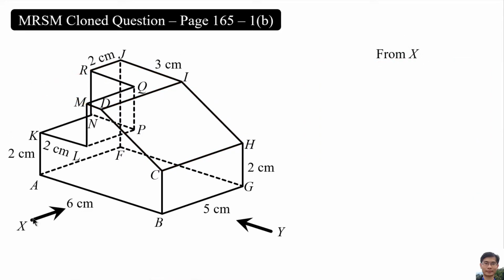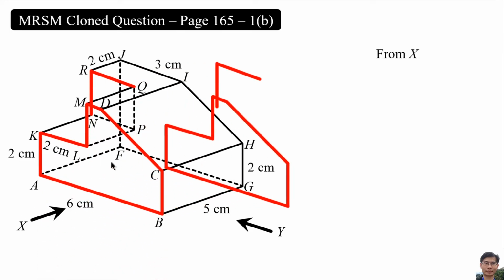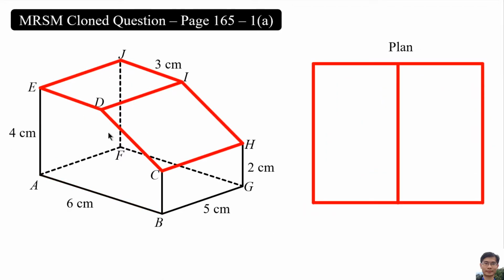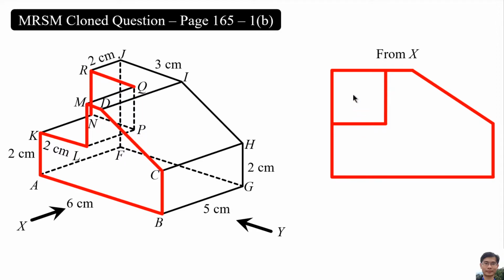From X, view from X. So we see this shape. The length of this vertical line is the length of JF. And JF, the length can be obtained from the previous diagram. So the length of JF is 4 cm. So the length of this vertical line is 4 cm.